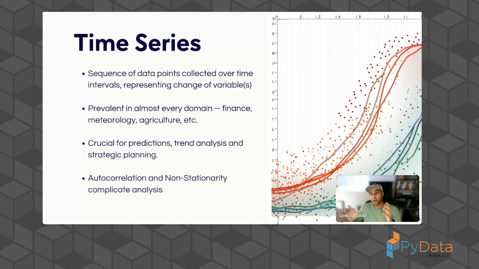Analyzing time series poses unique challenges, namely autocorrelation, where data points are correlated with their past values. This complicates traditional methods of analysis. Non-stationarity, where statistical properties change over time. This could be mean, variance, kurtosis, what have you. This adds another layer of complexity. Analyzing and addressing these challenges is crucial for accurate forecasting and understanding underlying patterns, which is why time series analysis is usually a separate topic in and of itself than traditional IID data analysis.